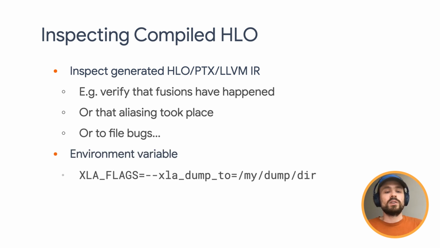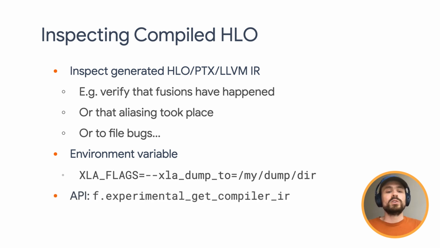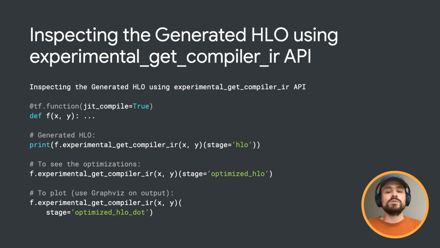First, you can run your model with the XLA_FLAGS environment variable containing the xla_dump_to flag, pointing to a directory where the generated files will be dumped. Alternatively, you can use the experimental get_compiler_ir API on the JIT compiled functions. Let's see a few examples of usage of this API.